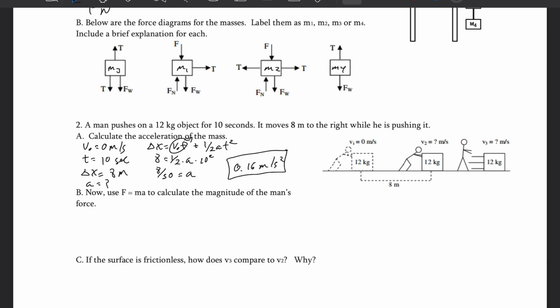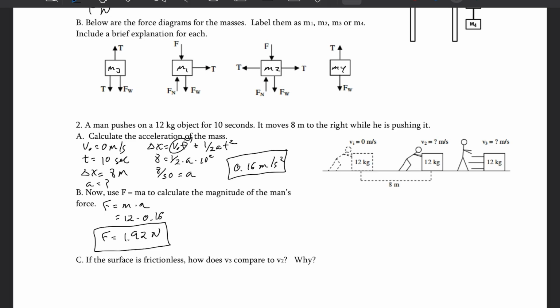Now we're going to use F equals ma to calculate the magnitude of the man's force. So if the mass is 12 and the acceleration is 0.16, we can calculate the force. I'm sorry, 1.92 newtons.